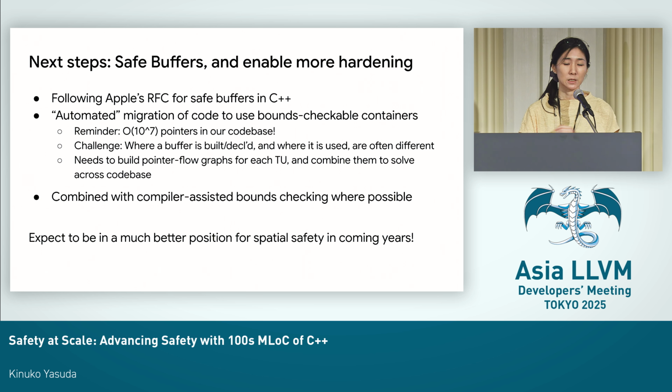Since where a buffer is declared and where it is used with pointers are different, this basically involves combining static analysis results from multiple translation units to solve distributed pointer flow graphs across the whole code base. We also work on compiler-assisted bound checking where possible, and we expect to be in a much better position for spatial safety in coming years.